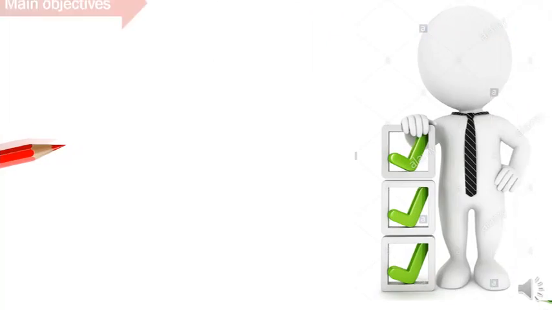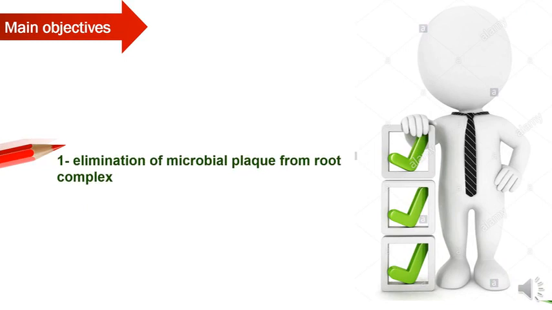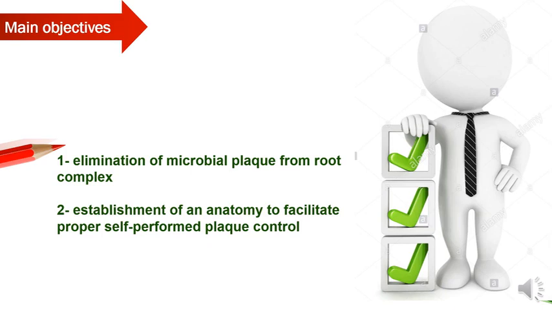The main objectives of furcation involvement correction are the elimination of microbial plaque from the root complex, establishment of an anatomy to facilitate proper self-performed plaque control, and prevention of further attachment loss.